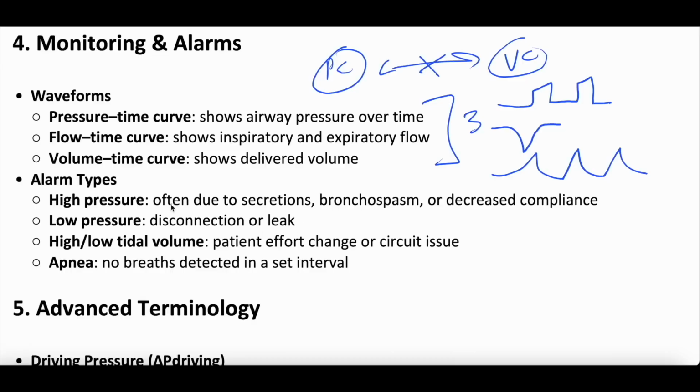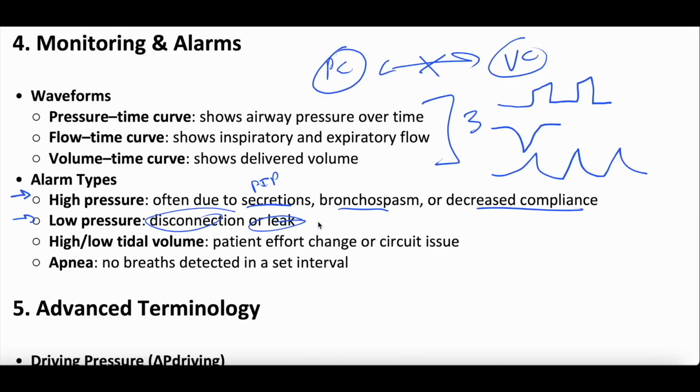Alarm types. High pressure and low pressure alarms happen not inconsistently. High pressure alarms, which essentially means the peak pressure is too high. This can be from secretions, bronchospasm, decreased lung compliance. Low pressure alarm, this is usually a disconnection or a leak. This can be really important to note.